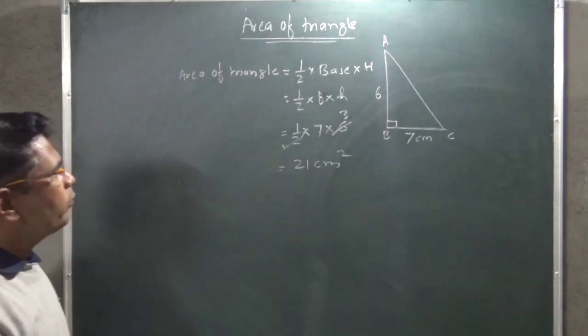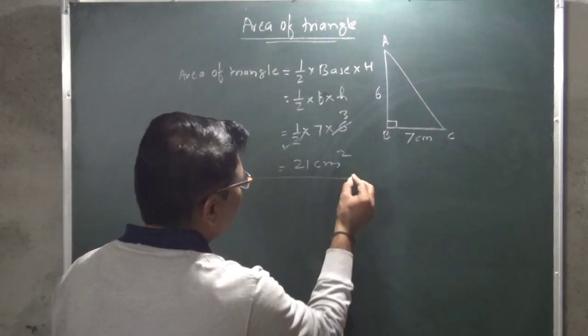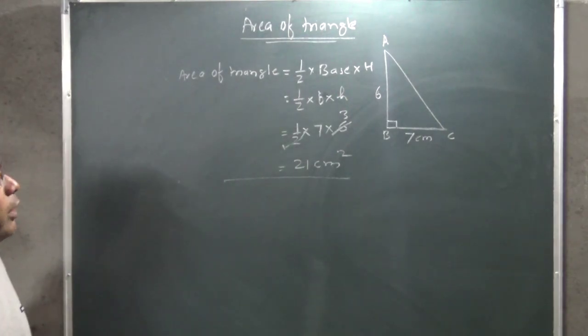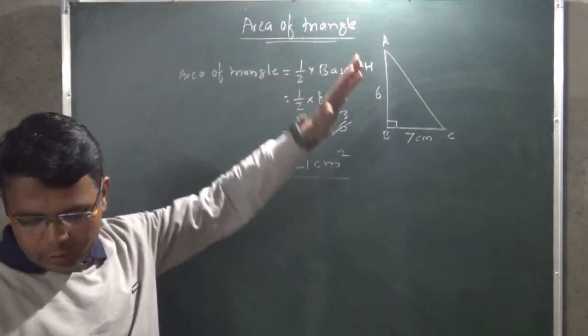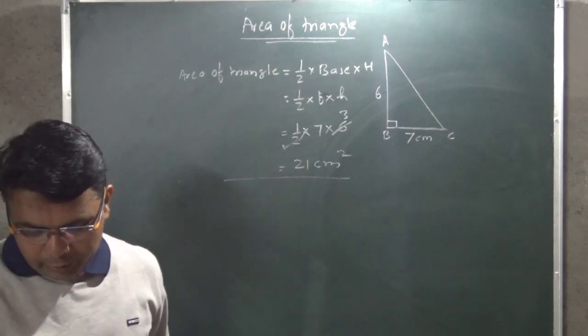In this way, we can find out the area of the triangle with this formula. In this way, it's the same, 21 centimeter square, with the help of the formula 1/2 into base into the height. Now we can find out another one.